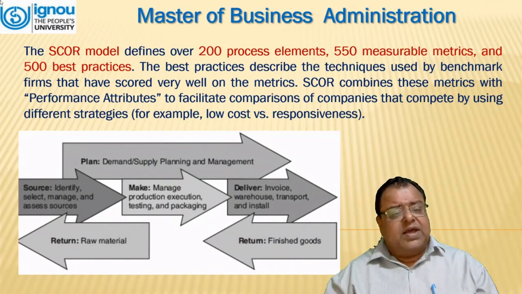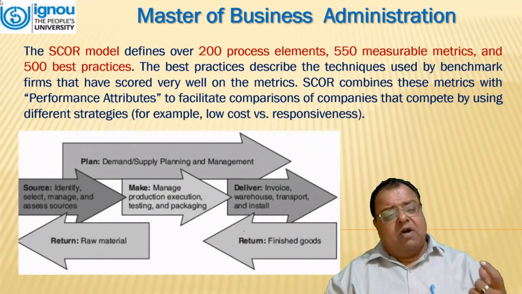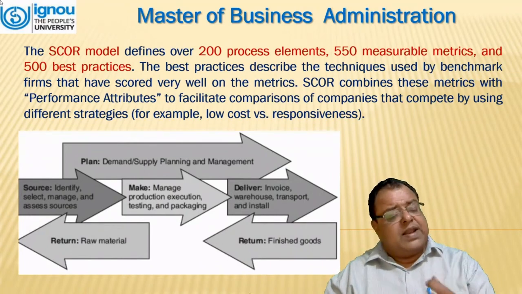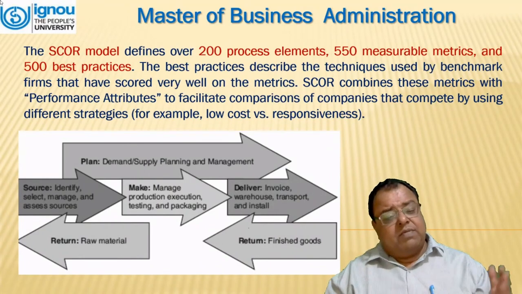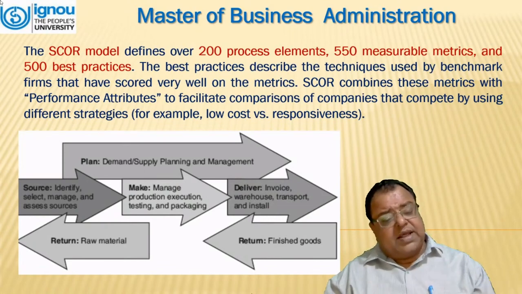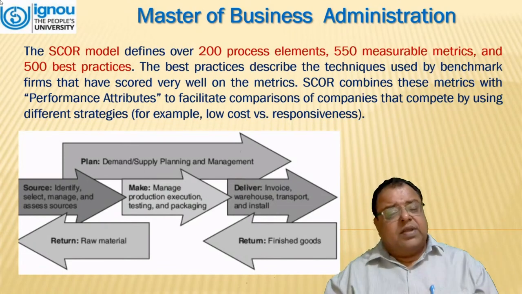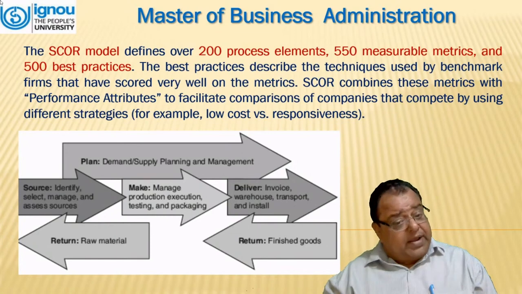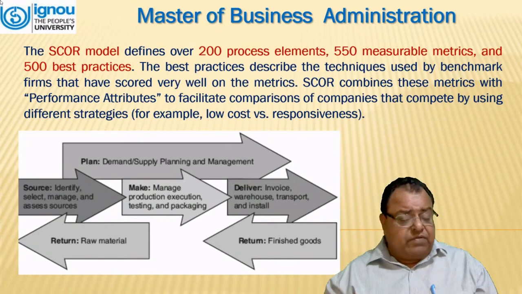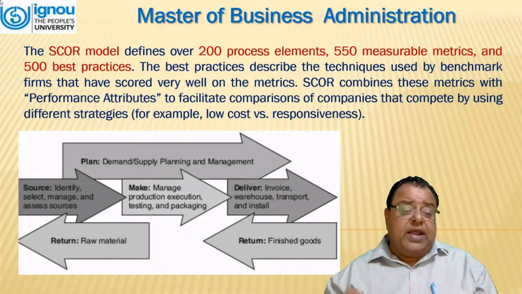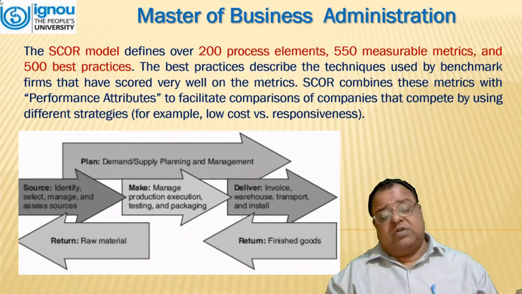We can see over here in this diagram, if we talk about plan, that is demand, supply, planning, and management. We are moving from left to right. That means the next one is source. Then comes your make. Fourth one is deliver. And the fifth one is return. This return is related to both raw material as well as finished goods.